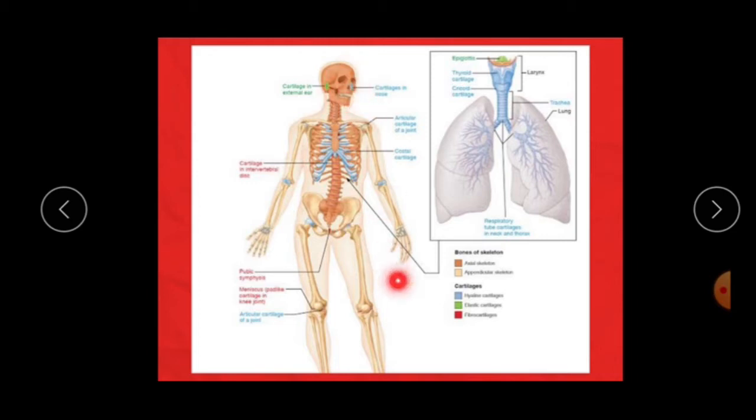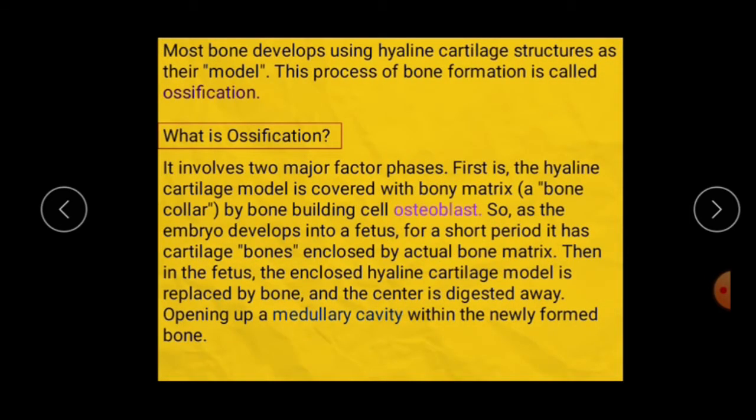And marami din tayong iba-ibang cartilage sa skeletal system natin, which is the elastic cartilage sa tenga natin, yung fibrocartilage dito sa spinal column natin, and dito sa baba. Most bone develops using the hyaline cartilage structure as the model. The process of bone formation is called ossification. Yung bone formation natin, it is referred to as ossification.